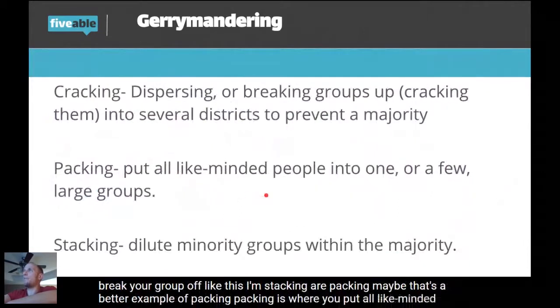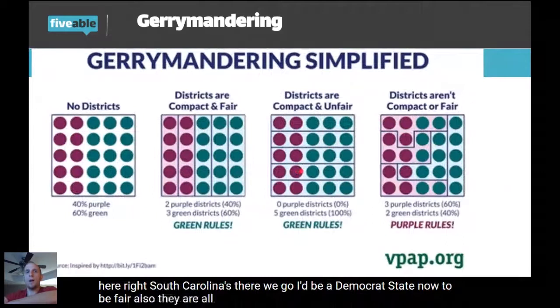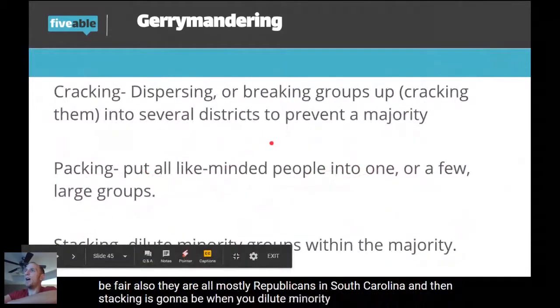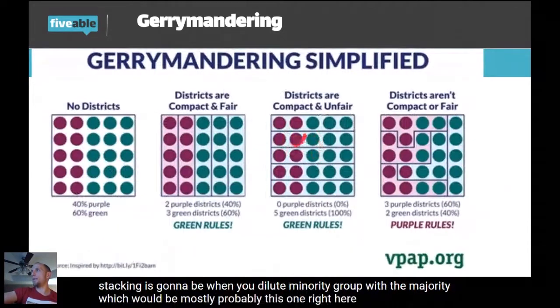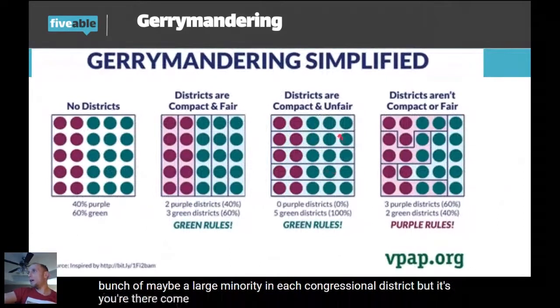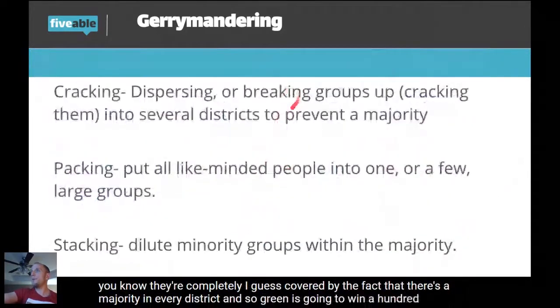Packing is where you put all like-minded people into one or a few large groups, like we see in South Carolina here. All right, South Carolina is never going to be a Democrat state. Now, to be fair, there are also mostly Republicans in South Carolina. And then stacking is when you dilute a minority group with the majority, which would probably be this one right here. There's a large minority in each congressional district, but they're completely covered by the fact that there's a majority in every district, and so green is going to win 100% when it should probably only win 60%.